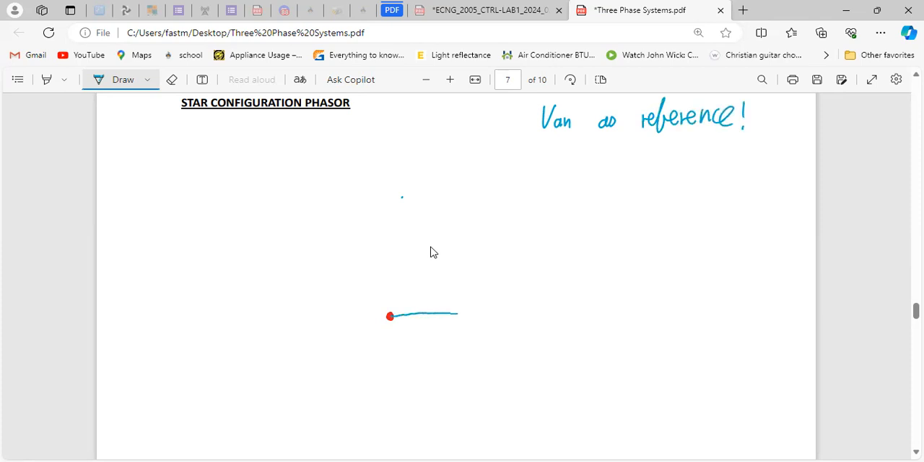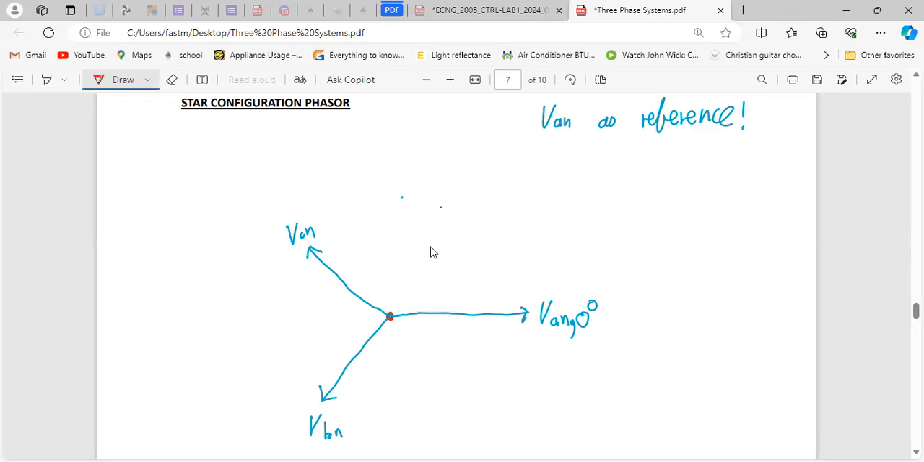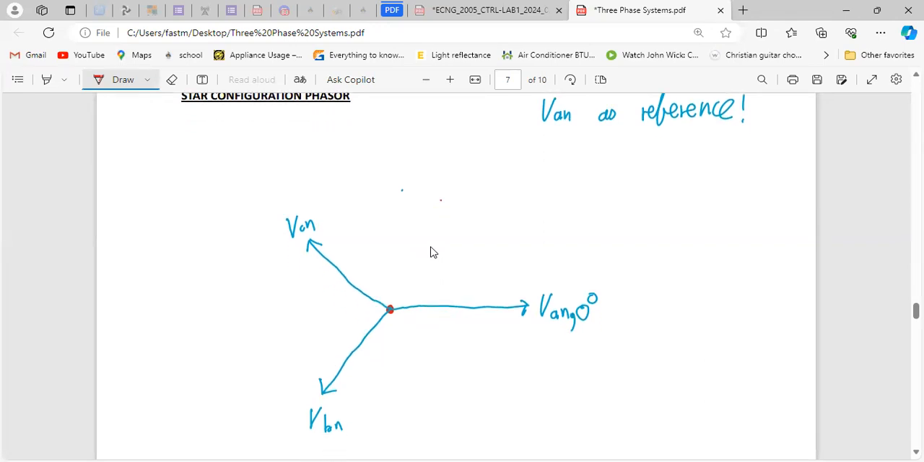So we have VAN here, and then 120 degrees from that you have your VCN, and then 120 degrees from VAN is your VBN. I like to write 0 degrees so I will know what's going on. So I have everything labeled here. That is your phase voltages.